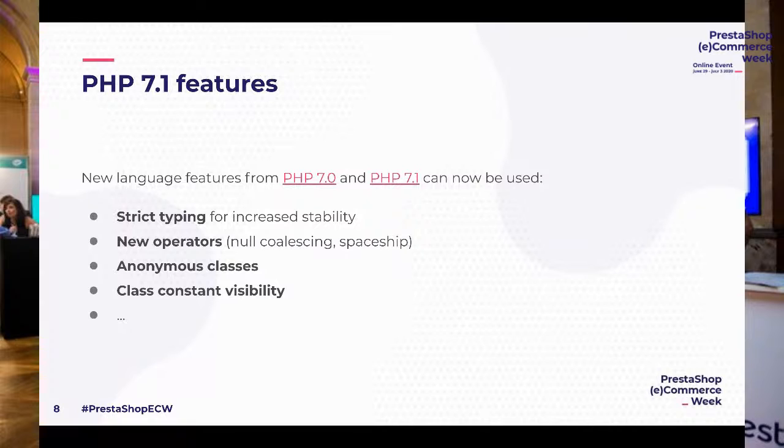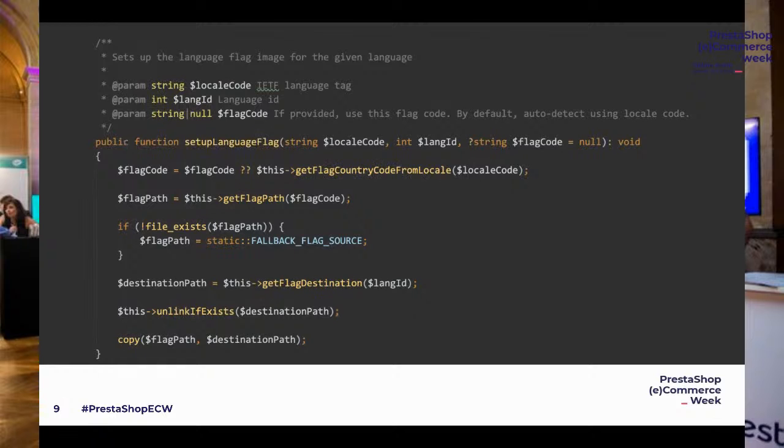The good news is, since the minimum compatibility now is 7.1, you can use in your modules and in the core of PrestaShop the new language features of PHP 7.0 and 7.1, like strict typing, to increase code stability. The new operators like null coalescing and spaceship operators, anonymous classes, class constant visibility, and so on and so forth. So this is an example of the code of PrestaShop core.